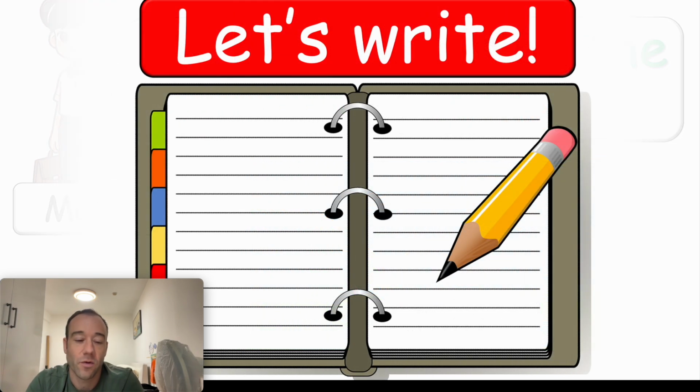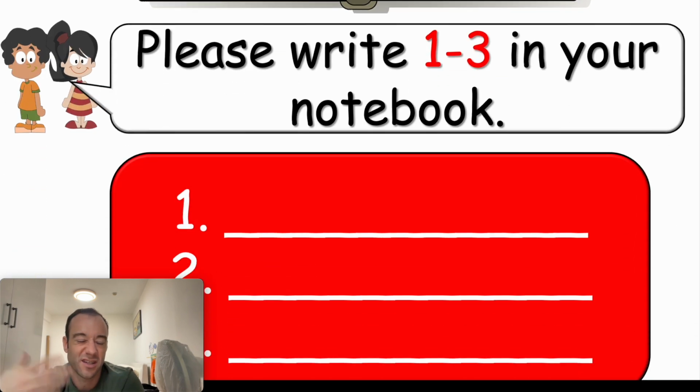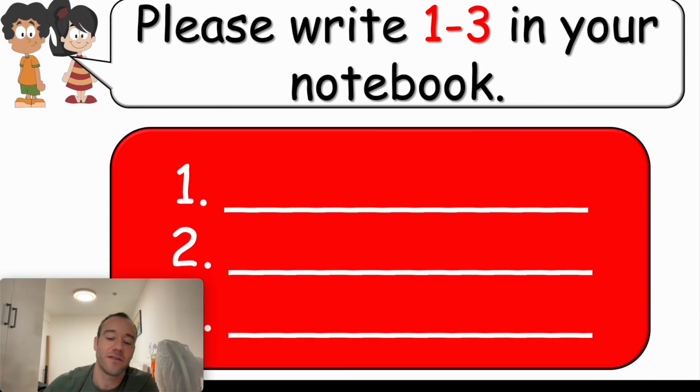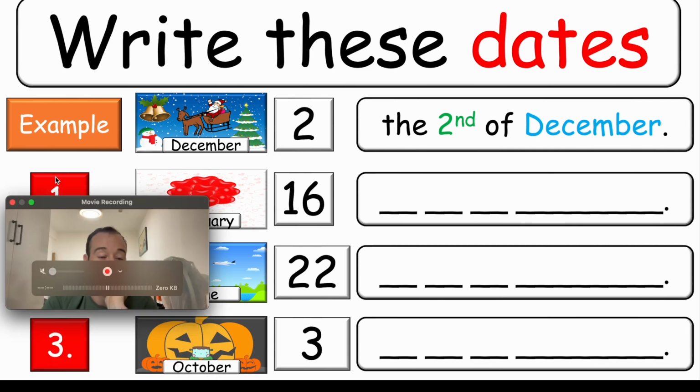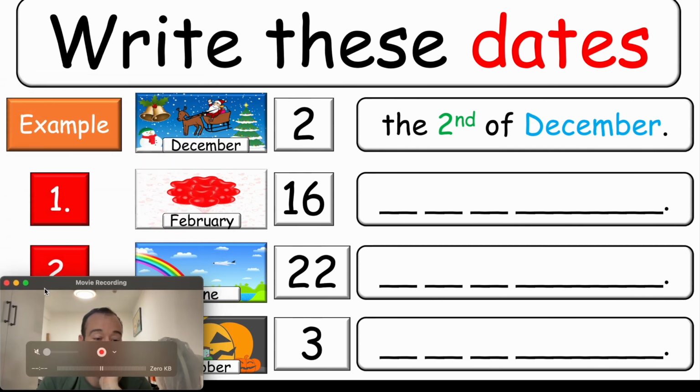And then we'll have them do a quick writing activity. This is sort of a formative assessment to see if they have mastered this. They should write the date. They can see there's an example here. So there's December and a 2. It should be the 2nd of December. And have them do 1, 2, and 3 on their own.